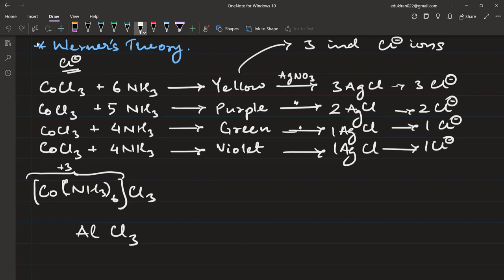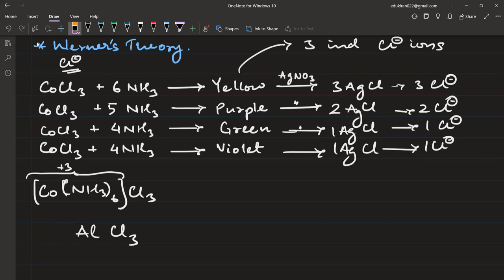And here we have 3 negative. As here we have Al, Al is 3 positive. Similarly, the coordination sphere will be having 3 positive charge. Now inside that is known as primary valency, because that is some kind of valency that we already knew in ionic compounds. We used to have primary valency, which is called oxidation state.